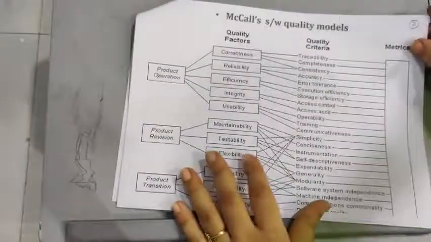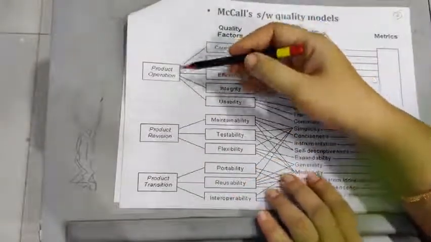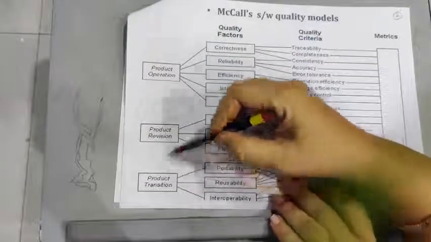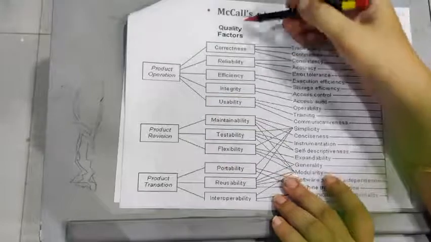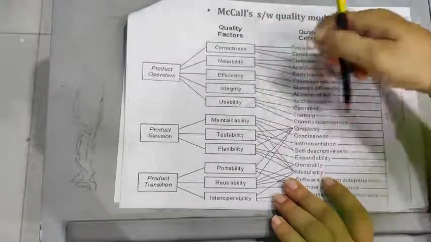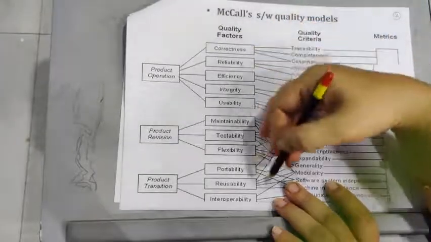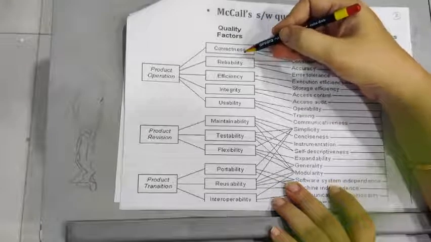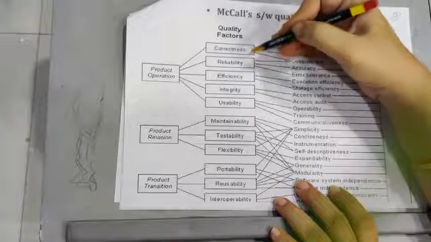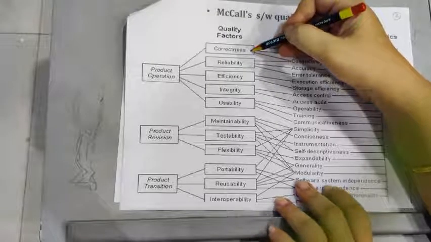The first example of SDLC quality models is McCall's quality model. McCall's quality model is based on three perspectives: product operation, product revision and product transition. These are defined into several quality factors required for measuring the metrics of quality of the software product. The first factor is correctness. It checks how the software product behaves according to the specification, whatever we specify in the SRS document.